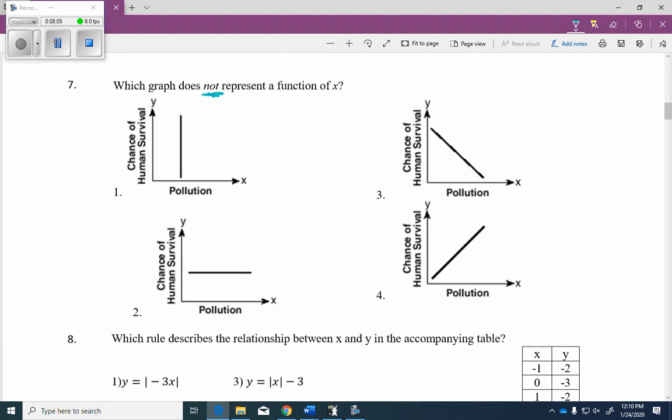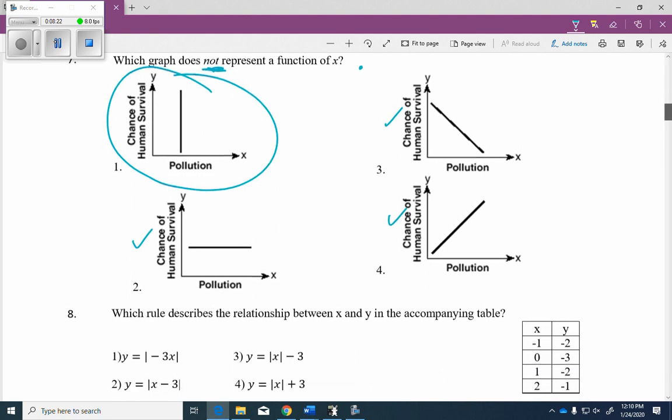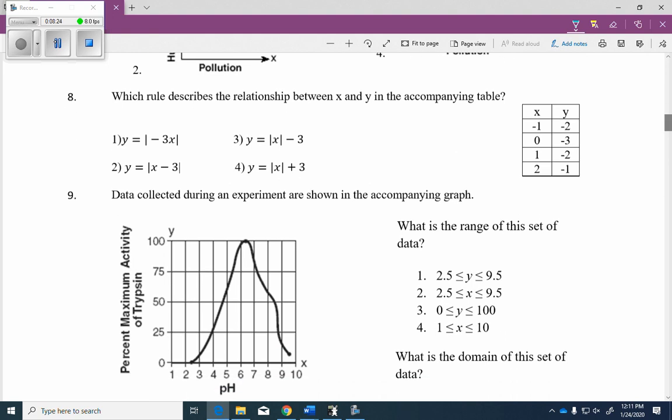Which graph does not represent a function? Functions are never allowed to have 2 points one above each other. So it's got to be choice 1 that's not a function. All of the rest are functions. They meet the criteria of every input can only have one output.